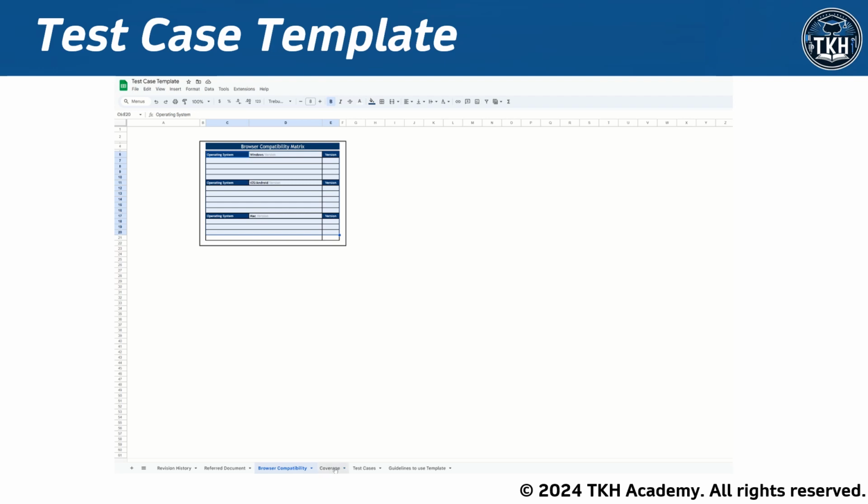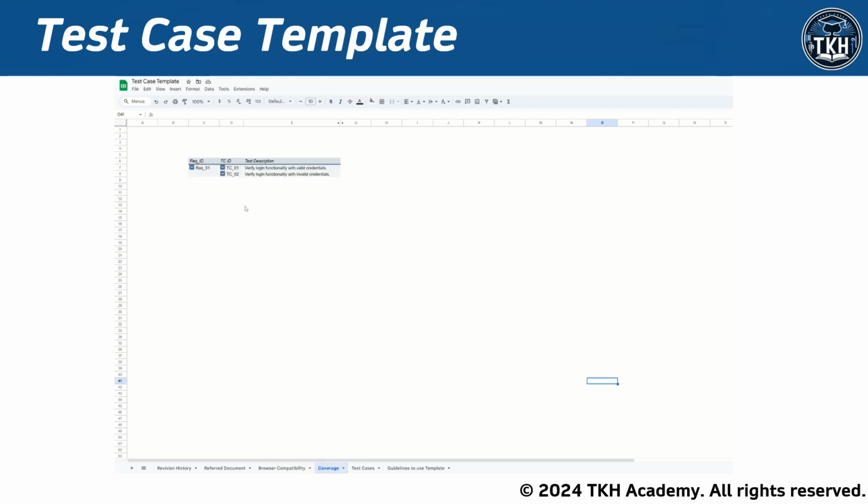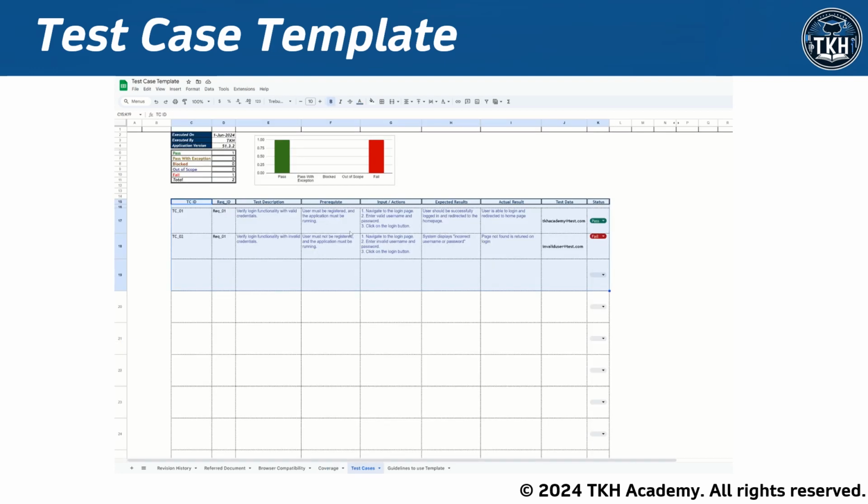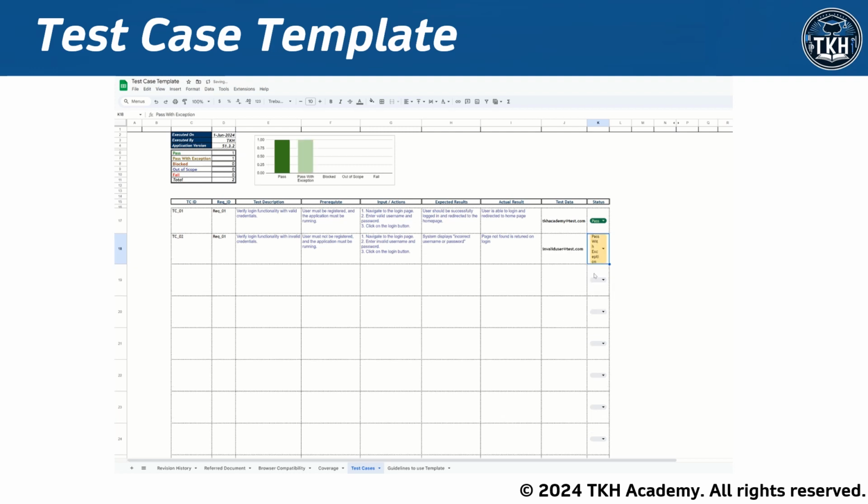Then coverage. This is essentially a pivot table that we have put in place. What it will do is give you a quick view of how many test cases there are against each requirement. On the test case template itself, we have given a graphical view based on your executions here. Automatically, the graph will get updated, the count will get updated.